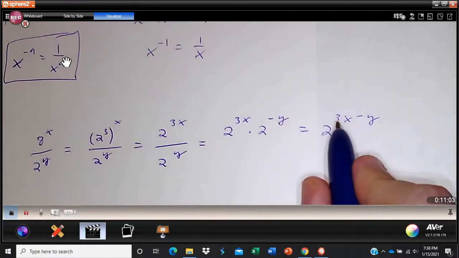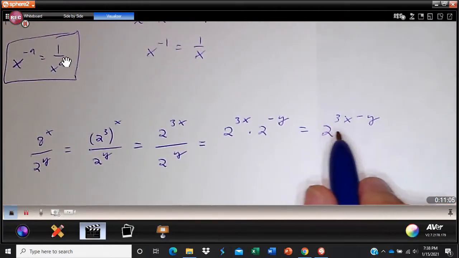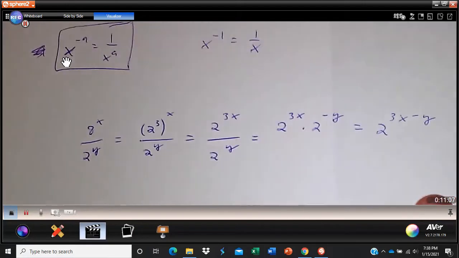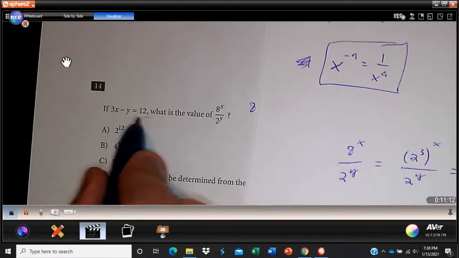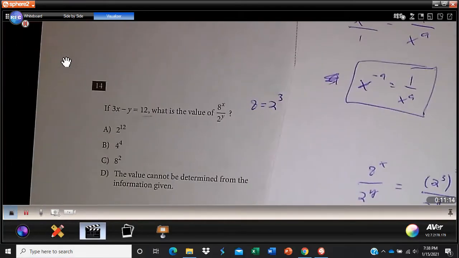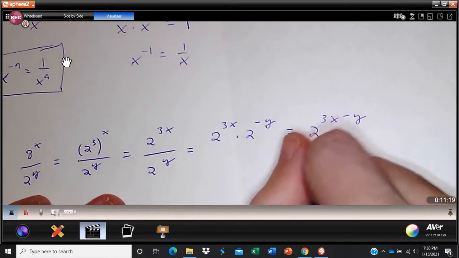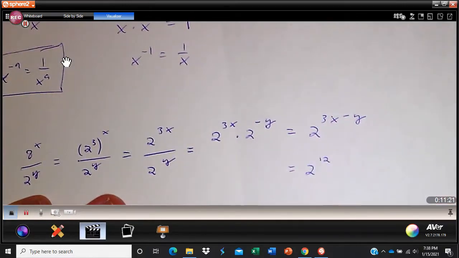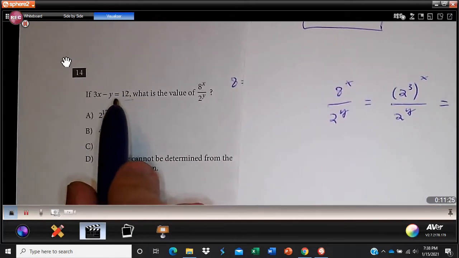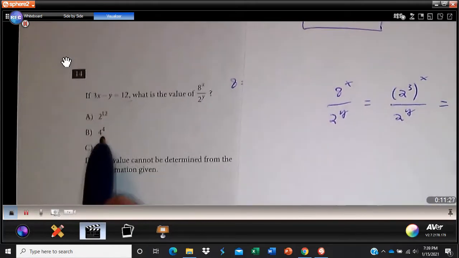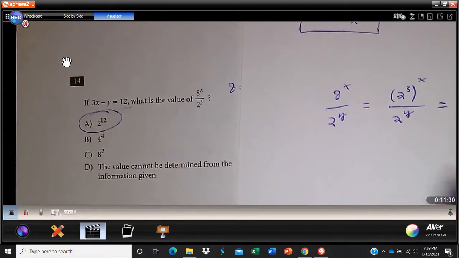Okay, and now if I knew what 3x minus y is, I'd be able to finish up this problem. On the bright side, I know what 3x minus y is. 3x minus y is 12. So they literally just gave that to us in the problem. 3x minus y is 12. So this is really 2 to the 12th power. It might not have seemed obvious why they included this initially, but that's how it came in. So it's answer choice A. Very difficult problem, but very fun once you get the hang of it.